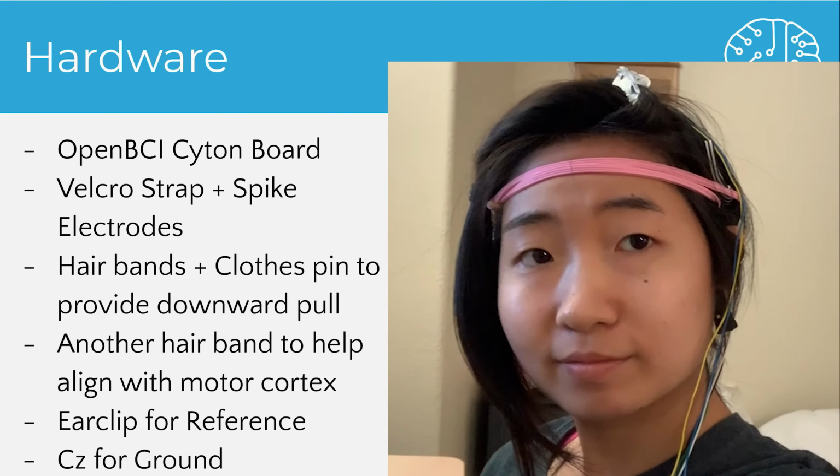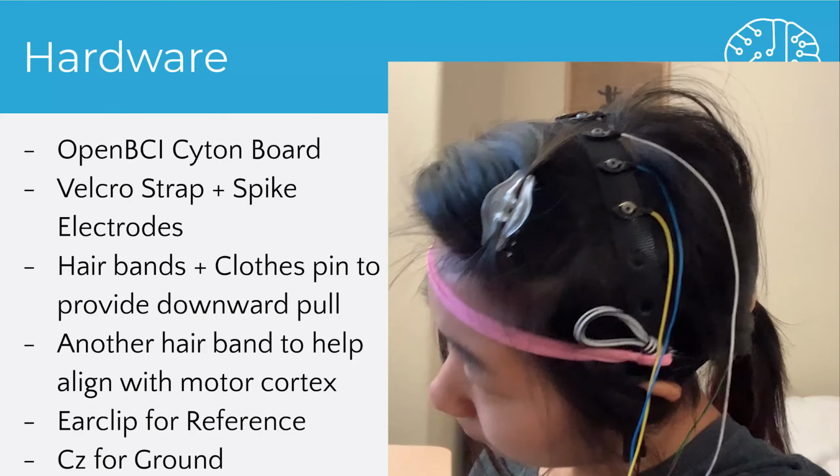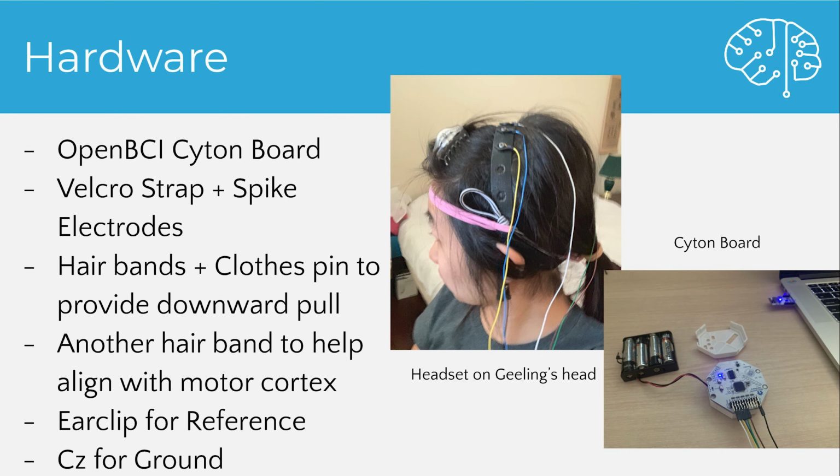The headset for this project was hacked together by using the Velcro strip from the OpenBCI kit, along with the spiky electrodes to make the device a dry EEG headset. Additional hairbands were used to hold the Velcro strip down and in alignment with the motor cortex. This was important to make sure we get the most signal out of the motor cortex region for distinguishing motor imagery. An ear clip was used for reference and CZ was used for ground.